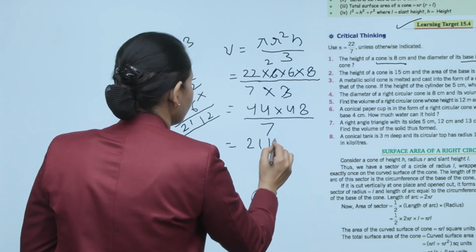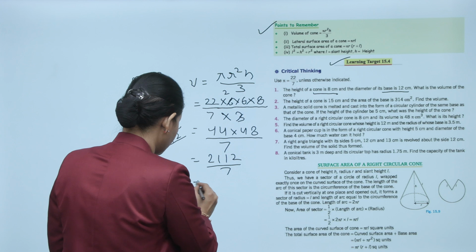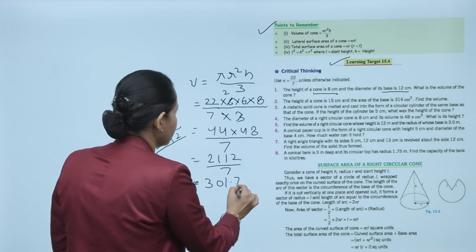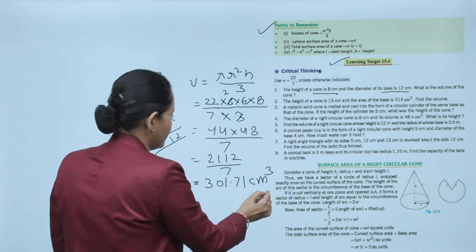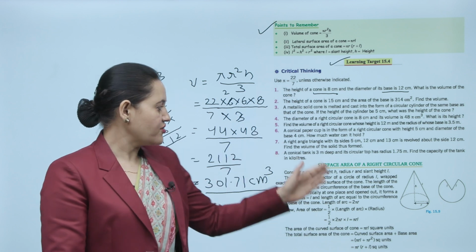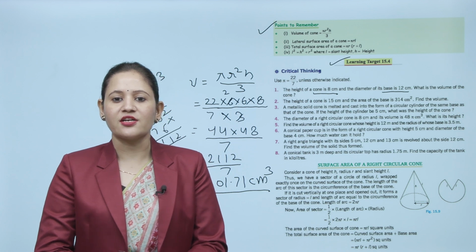So this will be 112/7, which is 301.71 centimeter cube. That is the volume. Clear? So you have to practice all the questions. Next topic is surface area of a right circular cone.